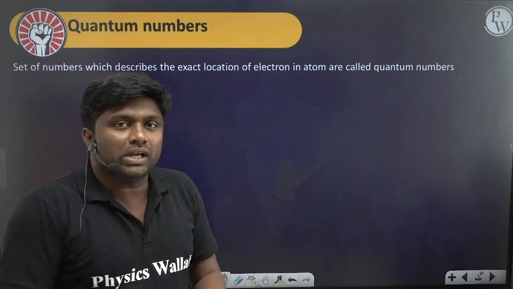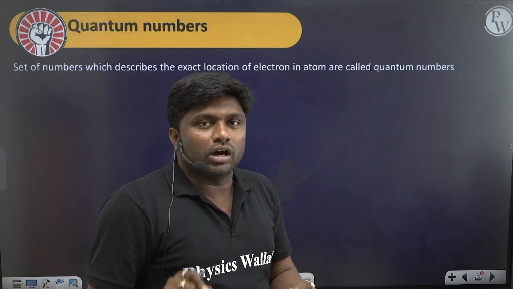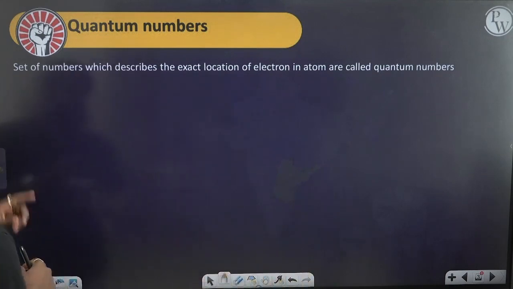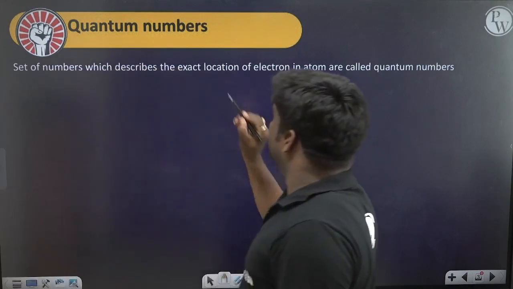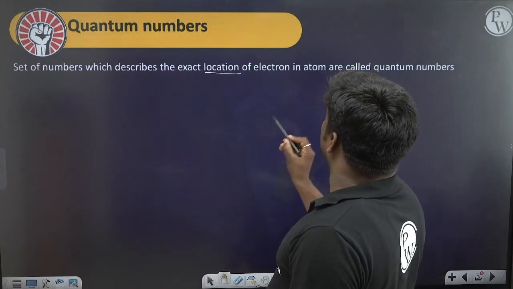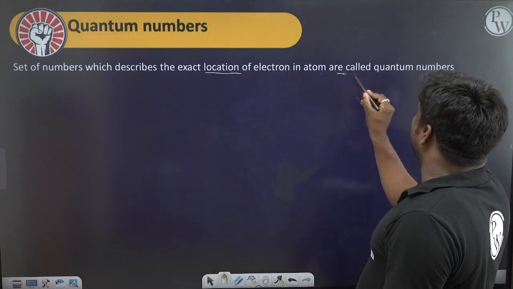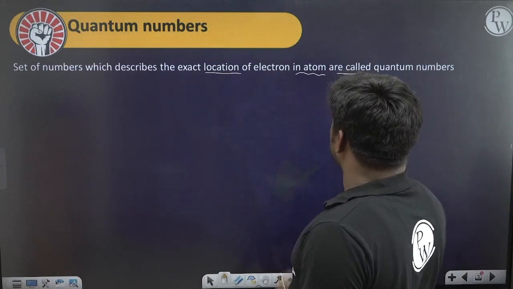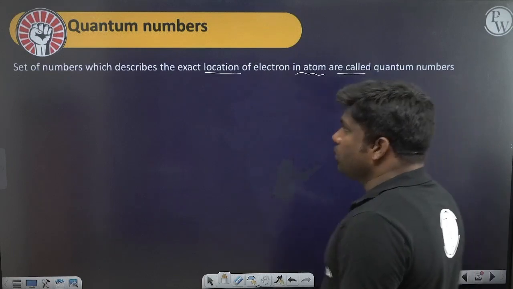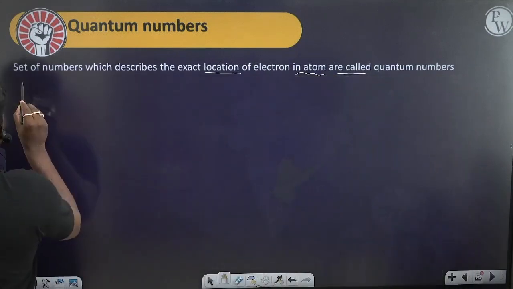All this information of an electron is given by what? Quantum numbers. Quantum numbers are a set of numbers which describe the exact location of an electron in an atom. So how many quantum numbers are there? We have four quantum numbers.